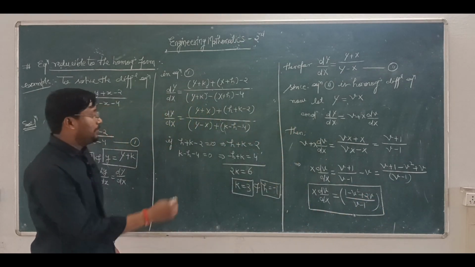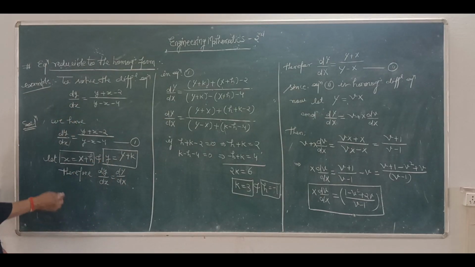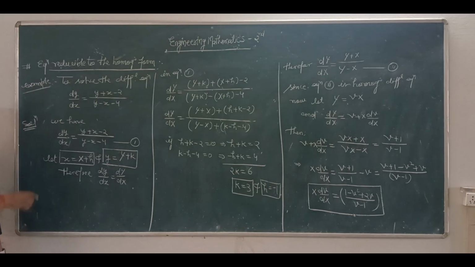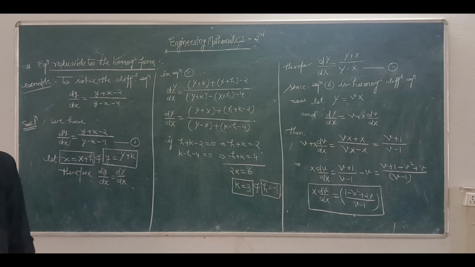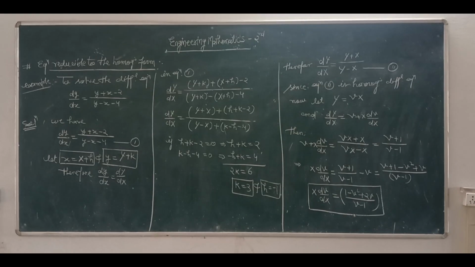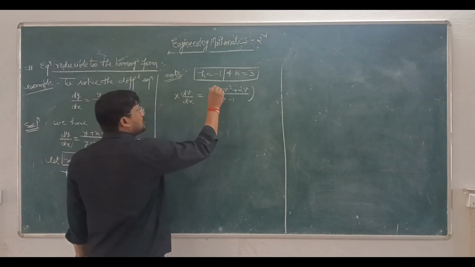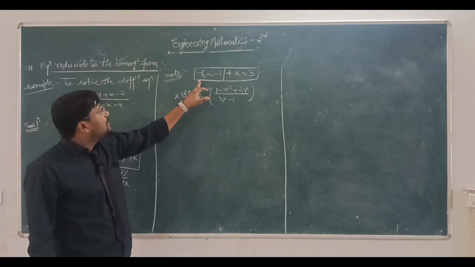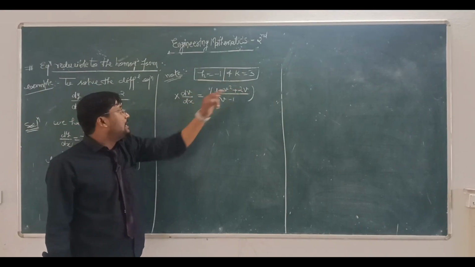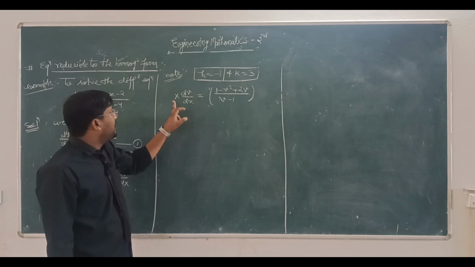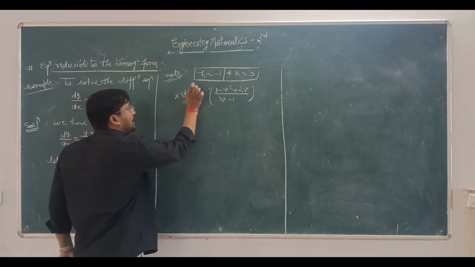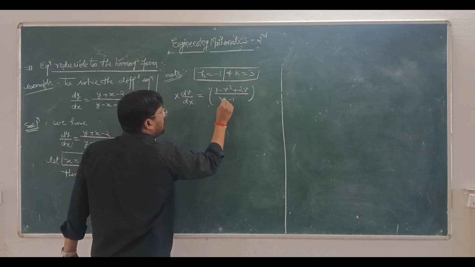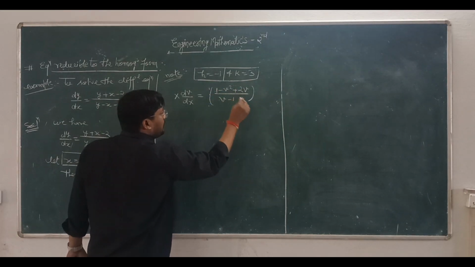You can note down this numerical. This is very important for your examination. Now this is reducible to the homogeneous differential equation. I am continuing this. Last time you found the value of h is minus 1 and k is 3. Now the next equation will be X dv upon dX is equal to 1 minus v square plus 2v upon v minus 1.